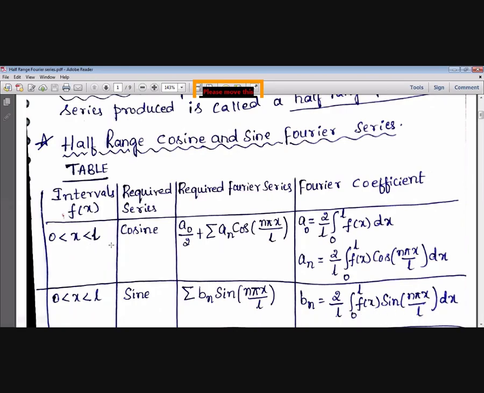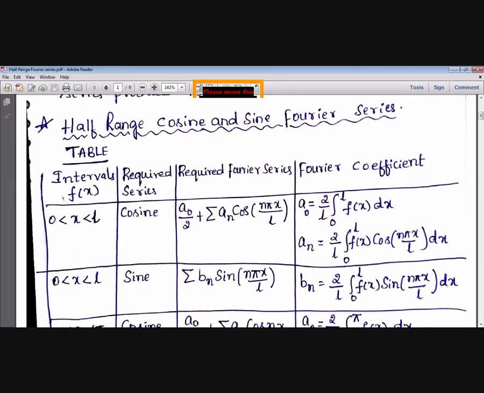This is the table of half range cosine and sine series, meaning the formulas. Interval 0 to L, what is the cosine series? A0 by 2 plus only cosine terms, no sine terms. So An cos n pi x by L, where A0 is 2 by L integral 0 to L f of x dx. An is 2 by L integral 0 to L f of x cos n pi x by L dx.